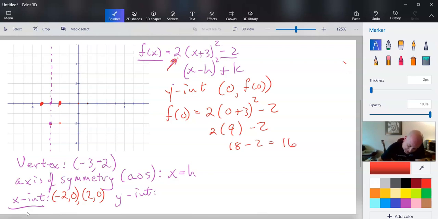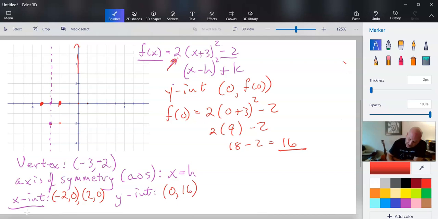So this thing, actually, it's not even on the screen. The y-intercept is way up there somewhere. So if it's not graphable, it's not graphable, but it is an important point to be able to find. So now that we have that, we have to remember that this is the y-coordinate of the y-intercept. The x-coordinate is 0.